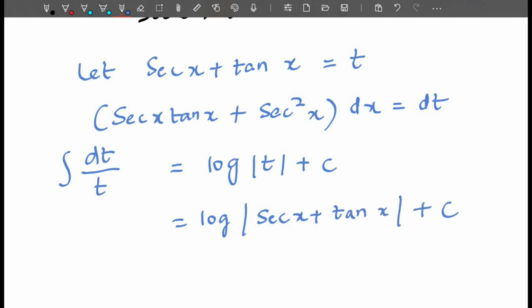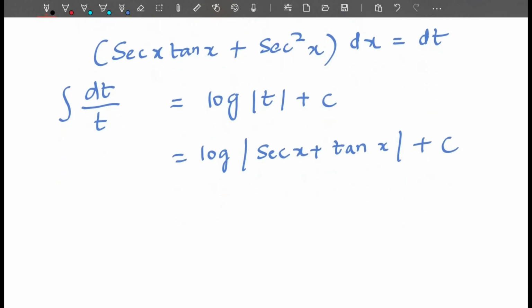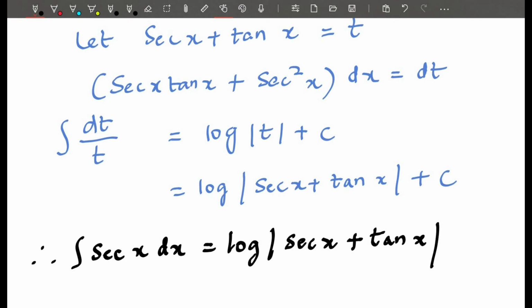with a constant. Okay, so therefore the final thing can be written as, therefore the integration of secant x dx is nothing but log of secant x plus tan x plus c.